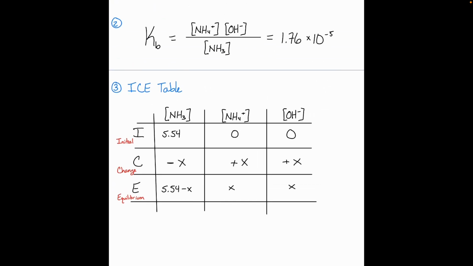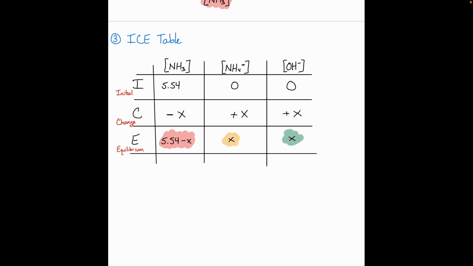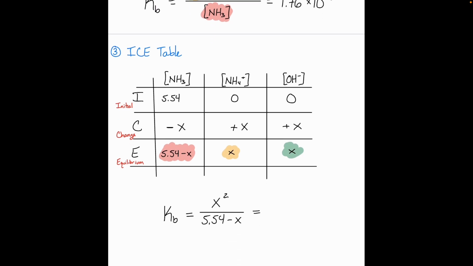Okay, cool. So now let's just take these E boxes and plug them back in. I have my concentration of ammonia at equilibrium, I'll plug that in there. I have my concentration of ammonium at equilibrium, plug that in there. Concentration of hydroxide, plug that in there. So I get my Kb is equal to x times x, or x squared, over 5.54 minus x. And again, we looked up what that Kb value should be, 1.76 times 10 to the negative 5.